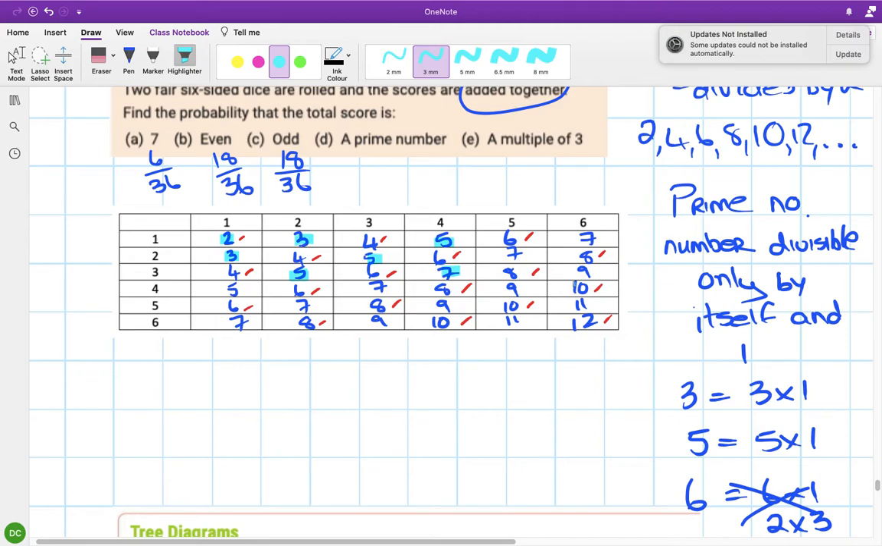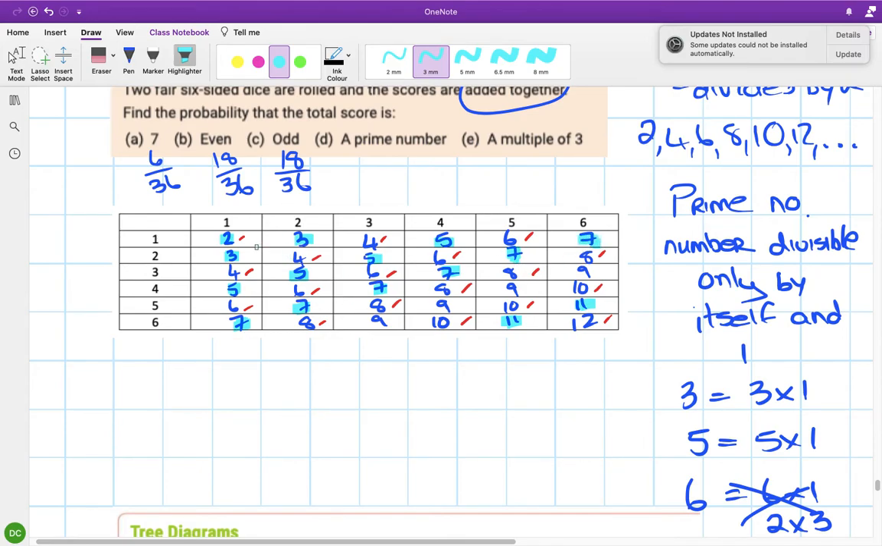Yeah, 9 isn't, because 9 can be 3 by 3. Okay, so that's not prime. 5 is, 7 is, 9 is not. 7 is, 9 isn't, but 11 is. 11 is only 11 times 1. How many is there? 1, 2, 3, 4, 5. Oh no, I'm going to have to do them.